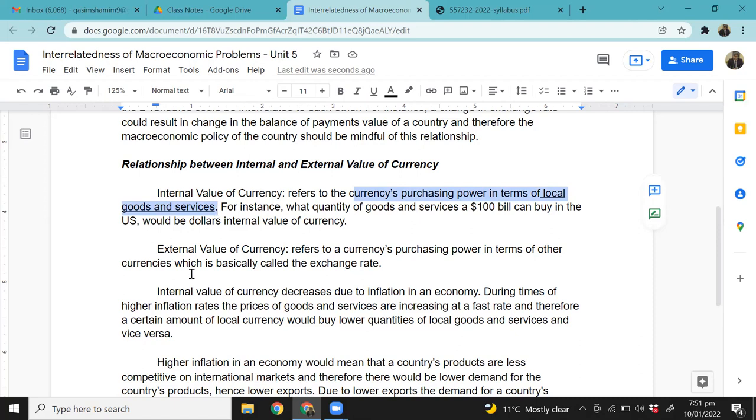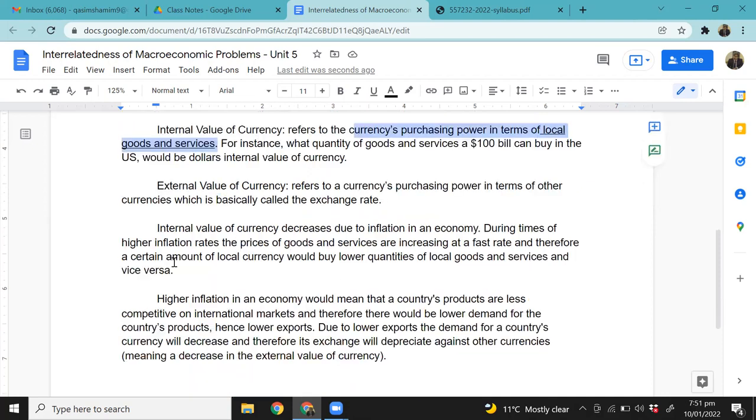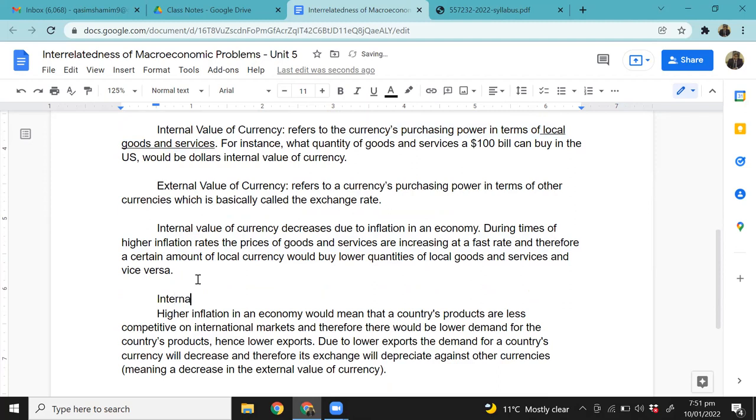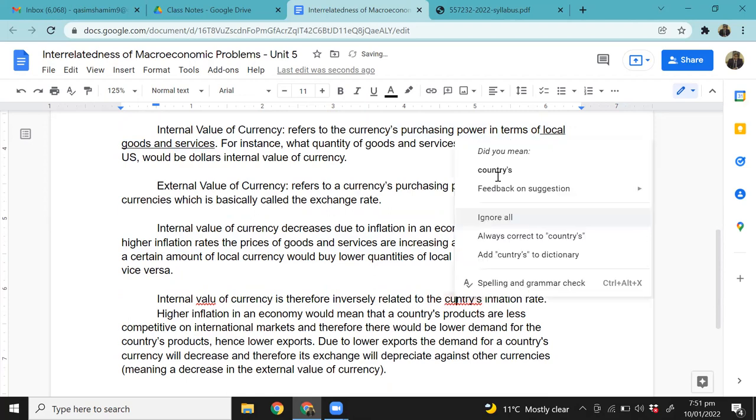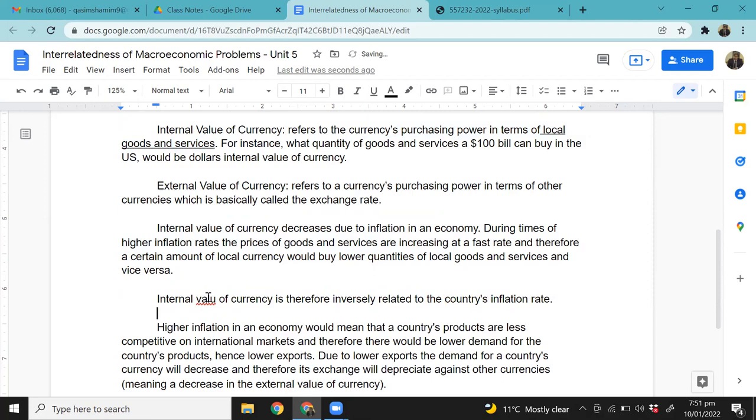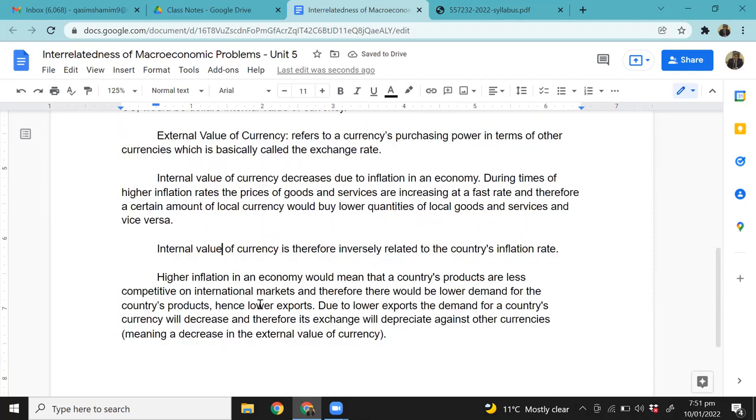Okay, now this being said, we said that the internal value of currency is inversely related to the inflation rate. Simple and easy, right? So the higher the country's inflation rate, the lower would be the country's internal value of currency. We know this, because the currency would be buying fewer goods and services.